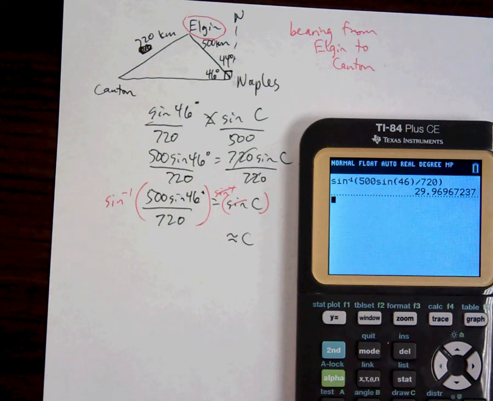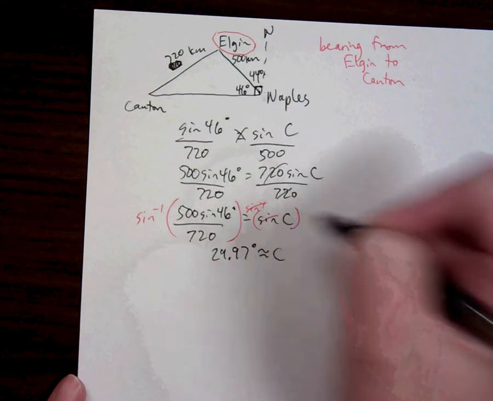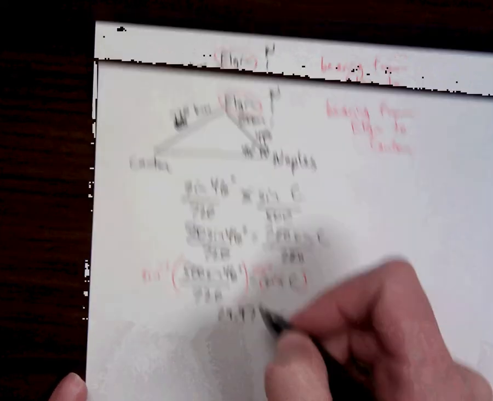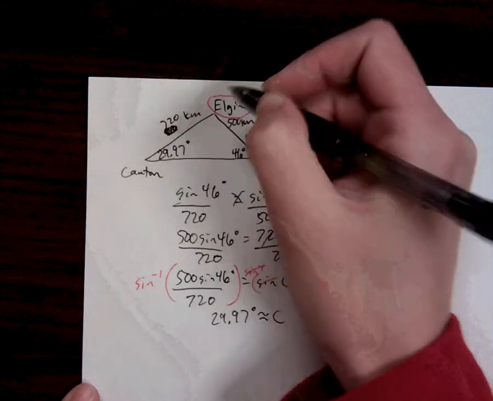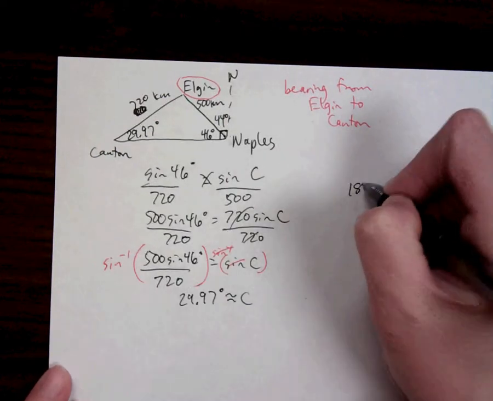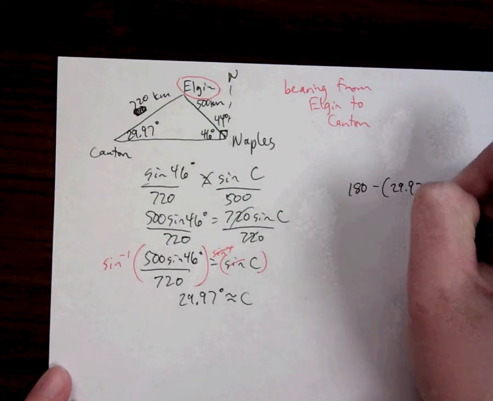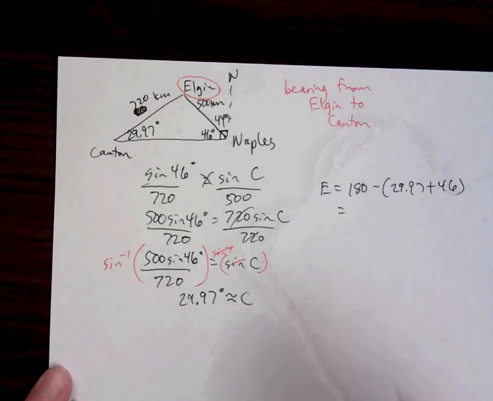Now let's round. So again, you kind of have to decide what you want to round to. This angle and a lot of angles on WebAssign, we rounded to 2 decimal places. Not everyone, but a lot of them. So I'm going to do 2 decimal places. So 29.97 degrees. Remember, to our picture, that's this angle right here. So now I can find this whole angle by subtracting from 180. So if I do 180 minus 29.97 plus 46, that should give me the angle at Elgin.